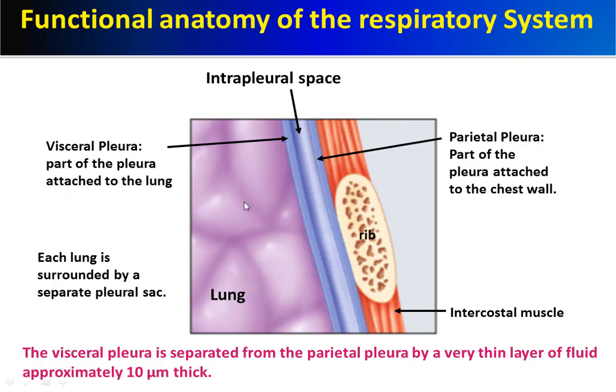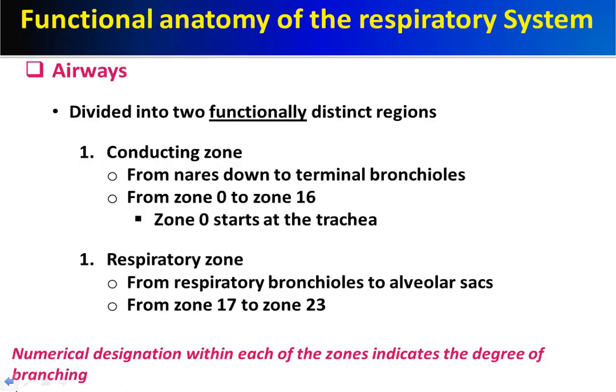So this is what I've just mentioned. The visceral pleura is separated from the parietal pleura by a very thin fluid layer, approximately 10 micrometers thick, and a micrometer is one millionth of a meter. So if I've got a meter and we divide it into a million parts, each small part is a micrometer.